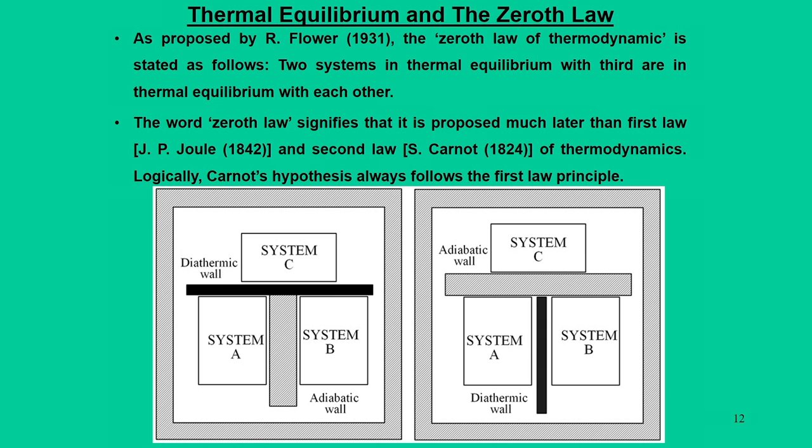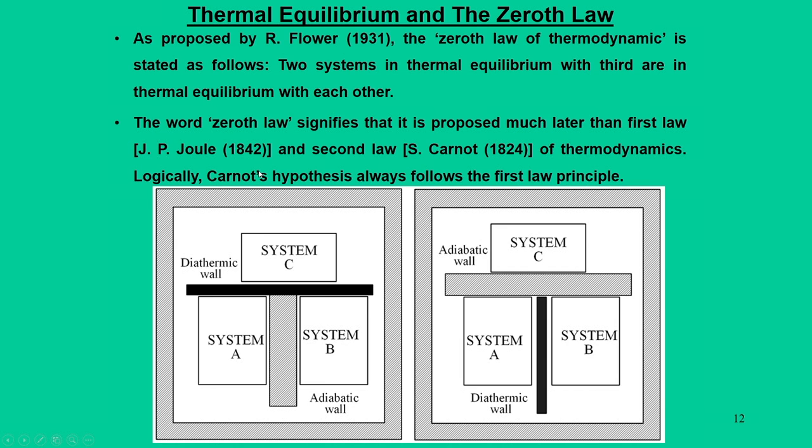And it was initially proposed by the scientist R. Fowler in the year 1931. And in fact, why does this word Zeroth come into the picture here? Since it was proposed in 1931, prior to this the first law and second law were already developed. The first law was proposed in the year 1842 by Joule, and the second law was proposed by Carnot in 1824, and they have their own understanding and viewpoints.